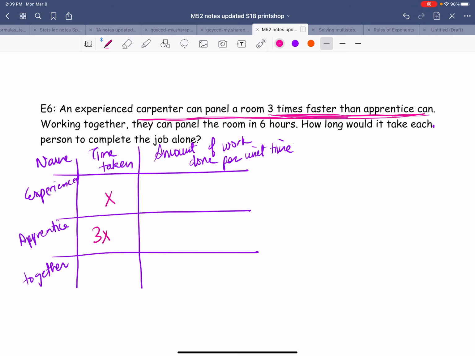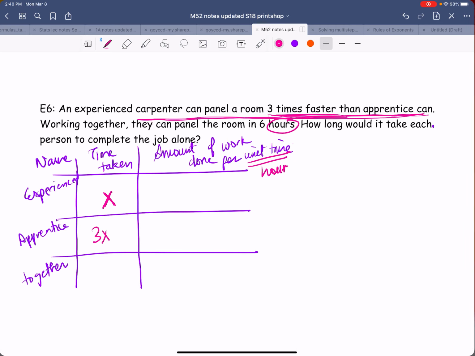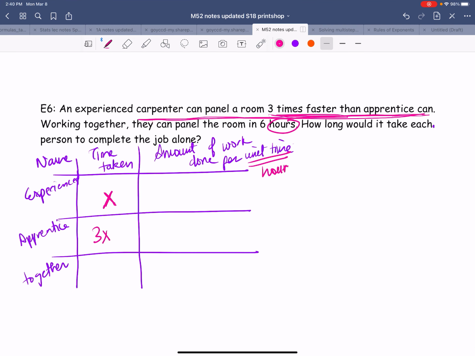Experienced carpenter can panel the room 3 times faster than the apprentice. And we don't know how long each of them takes, so I'm just going to assume that the experienced person takes X hours, because the unit of time would be hours in this case. The new person, the apprentice, would take 3x hours, 3 times X. And together we know that they can complete the job in 6 hours.